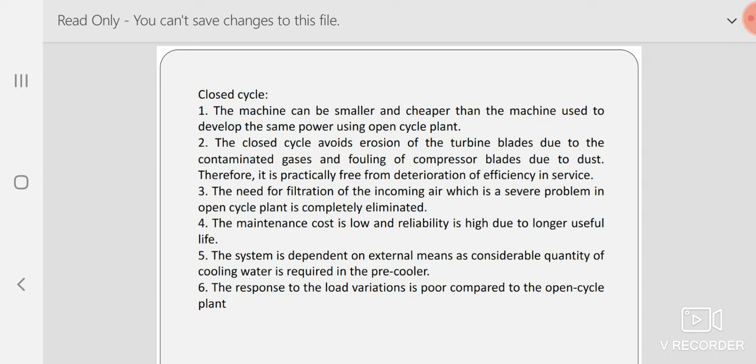Point number 2. The closed cycle avoids erosion of turbine blades due to contaminated gases and fouling of compressor blades due to dust. Therefore, it is practically free from deterioration of efficiency in service. The closed cycle avoids the erosion of turbine blades.